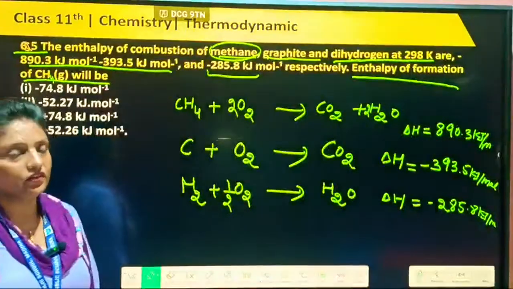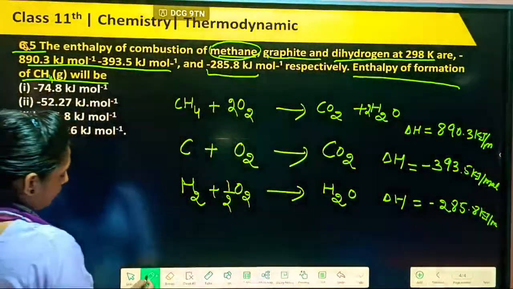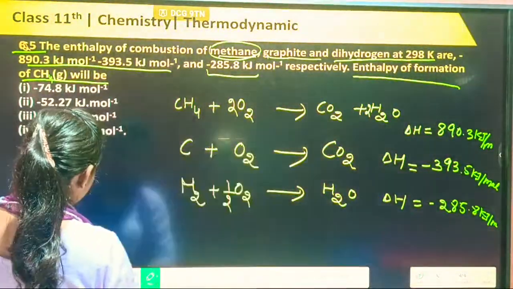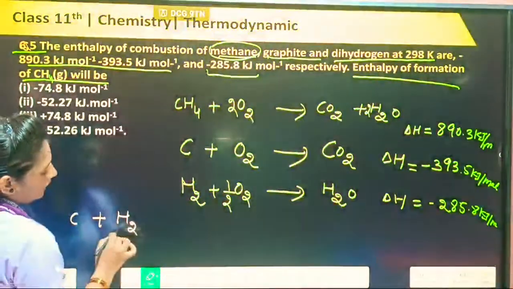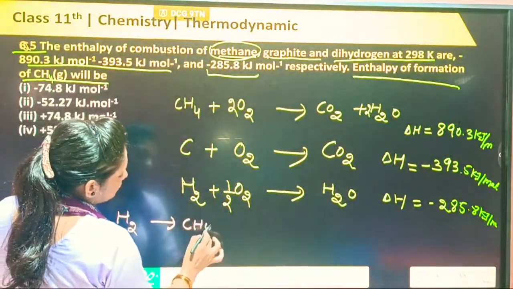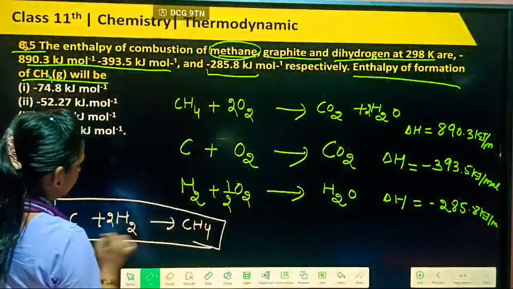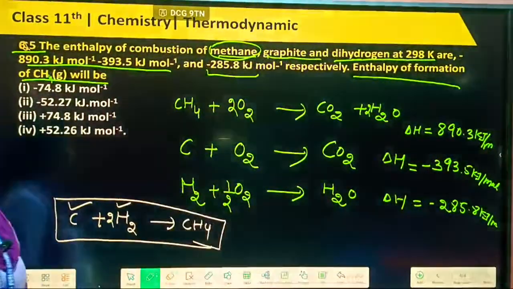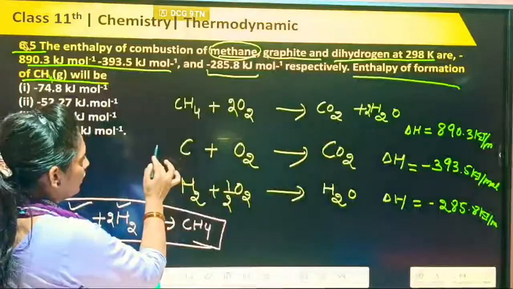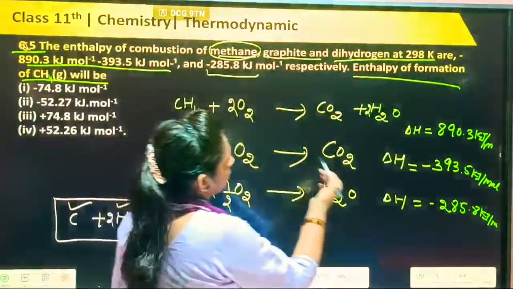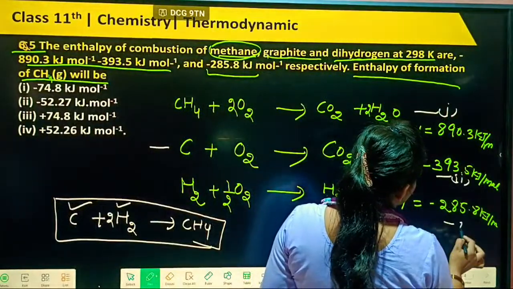Students, these enthalpies are given, but you have to find the enthalpy of formation of methane. How can you form it? C plus 2 H2 gives CH4. You need 2 moles of this. Means students, you need carbon and 2 molecules of hydrogen. Now you will see this. Here you are having carbon. Let us consider this is equation first, this one is second, this is third.